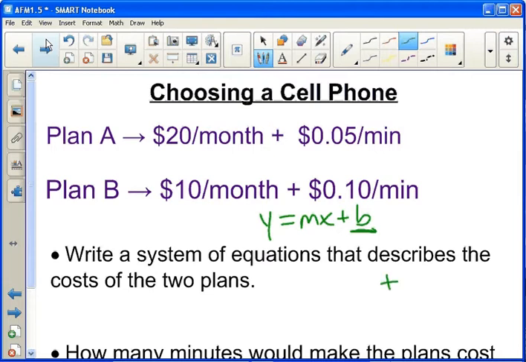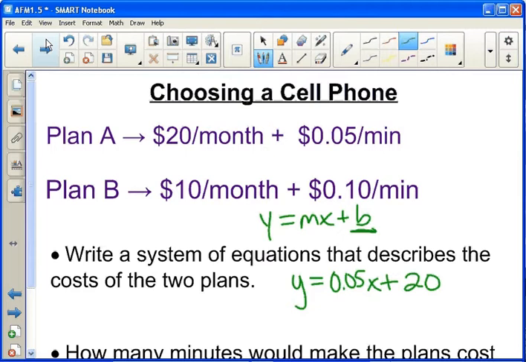And your slope is how much you increase per x. Well, if we call x the number of minutes, we increase 5 cents a minute. So I'm going to put 0.05x. Because if you think about it, 20 is a fixed cost. It does not change. You have to pay $20 a month no matter what. The 5 cents a minute is going to be multiplied by the number of minutes that you talk. So then plan B, I'm just going to put an A here so that's plan A.